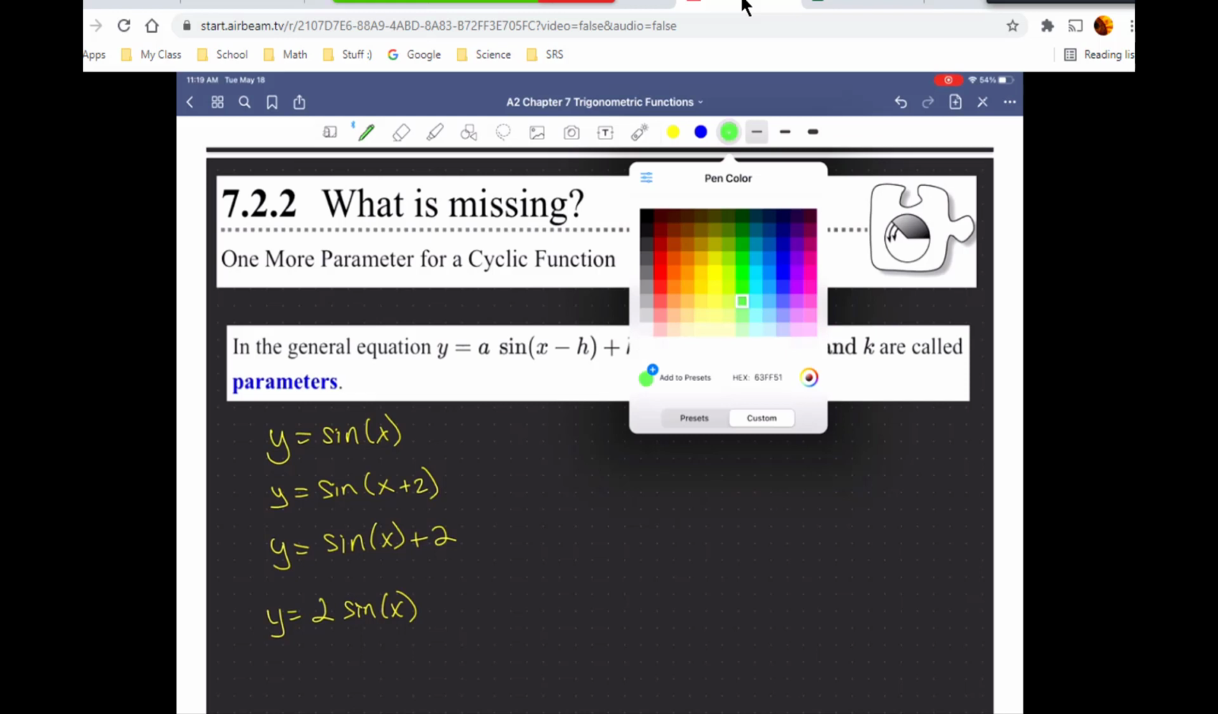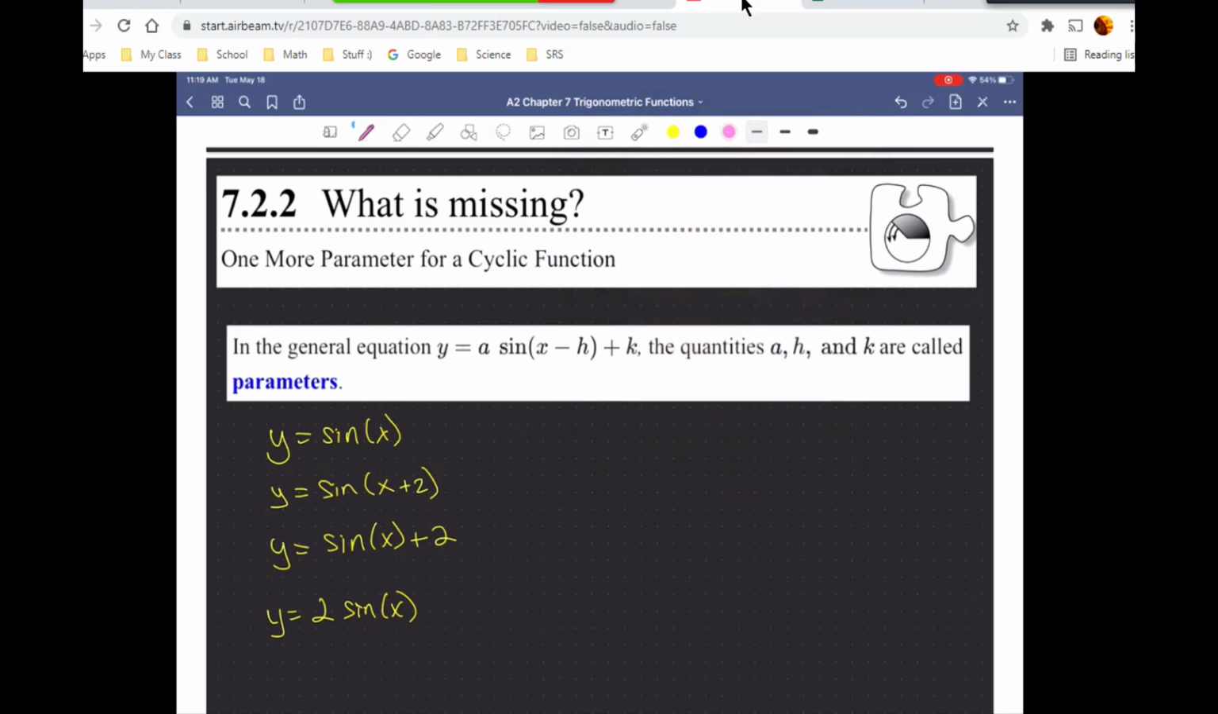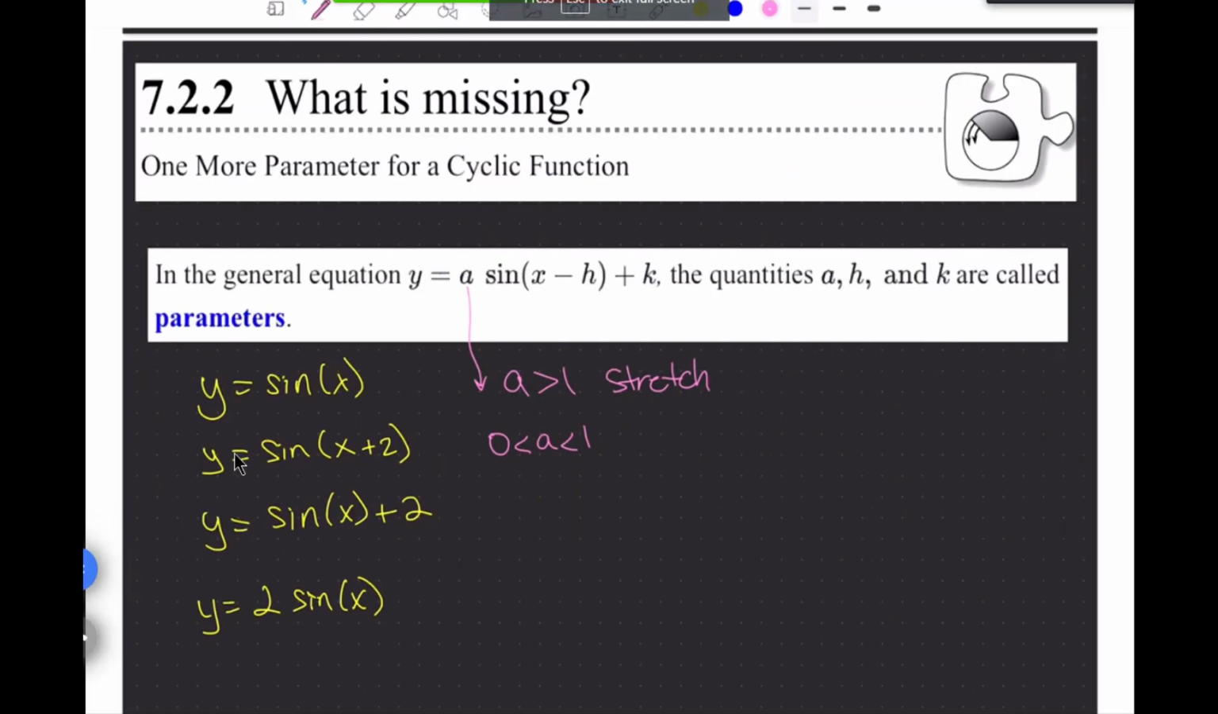I've got to go a different color. We'll go pink. So this a out front, if our a is greater than 1, it's going to stretch the whole graph. If our a is between 0 and 1, so greater than 0 but less than 1, in other words like a fraction, we know it's going to compress our graph down.